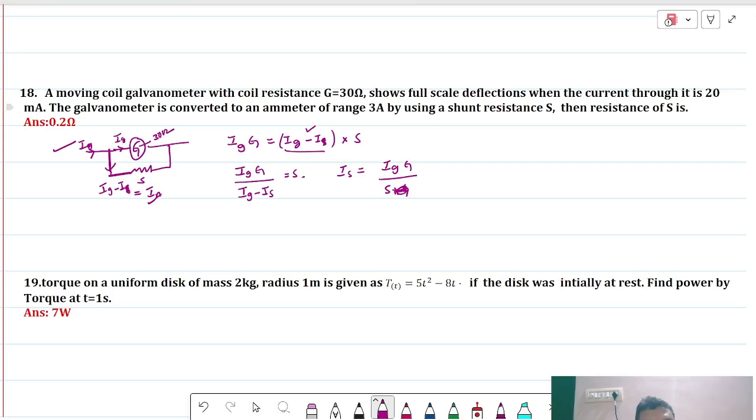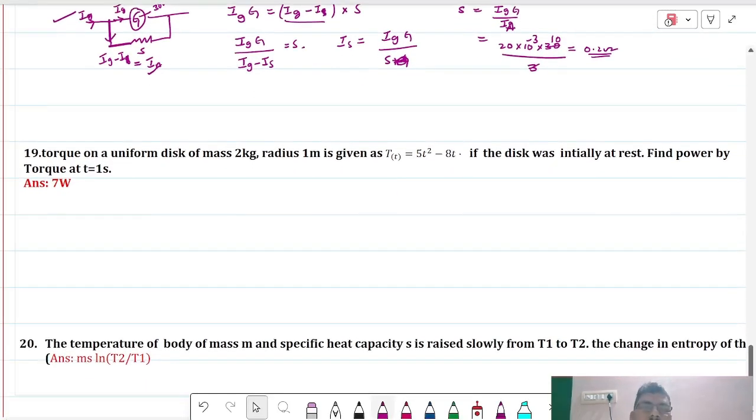So now we can find out. The ammeter current Ia is given already, G is given, and full scale deflection is when the current through the galvanometer is 20 milliamperes. So Ig is given also. Substitute everything. Asking S is equal to Ig into G by Ia minus Ig. So Ig is 20 into 10 power minus 3, G is 30, and Ia is 3. So that equals 0.2 ohms. It is a shunting resistance, and ammeter resistance should always be very, very low. Ideal ammeter resistance is equal to 0. The shunting resistance depends on the current. If you want more clarity about the ammeter, I have already made a video about ammeter and galvanometer. You can check. Right, now next question.